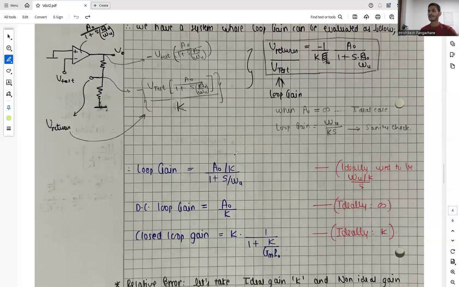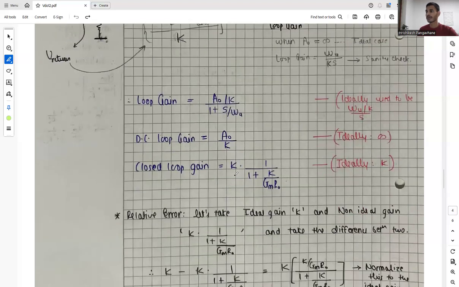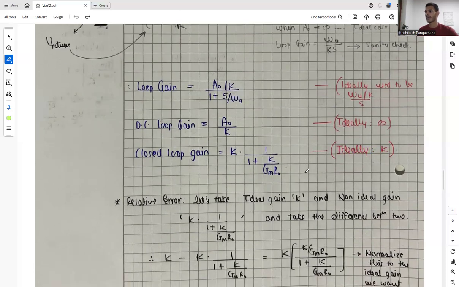So from this, we can say that the loop gain is A naught by K divided by 1 plus S by omega u, and ideally it used to be omega u by K divided by S. The DC loop gain will be A naught by K, and ideally it should be infinity. The closed loop gain of our negative feedback opamp is K times 1 upon 1 plus K by gm R naught, and ideally it should be K.